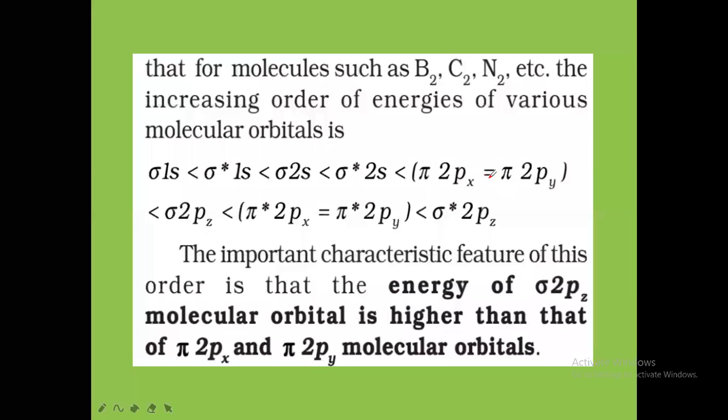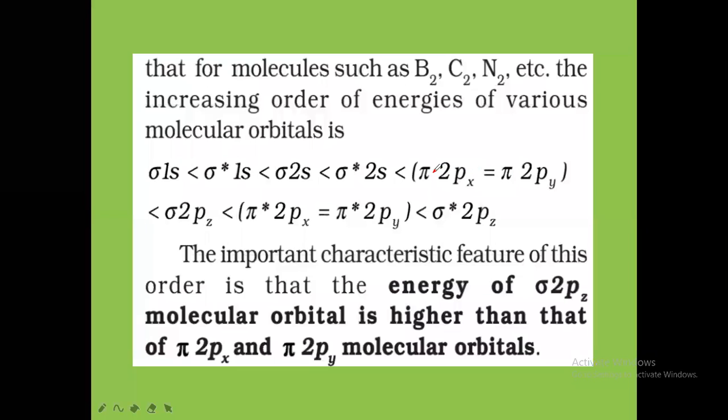Why is the symbol taken? Because the energy of pi 2px is equal to the energy of pi 2py. The same thing applies here also. These two orbitals have the same energy but different directions, along the x-axis and along the y-axis. Different directions but the same energy, so these two are called degenerate orbitals. These two also are called degenerate orbitals.